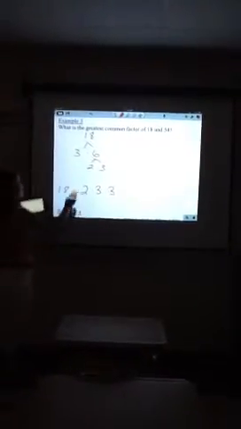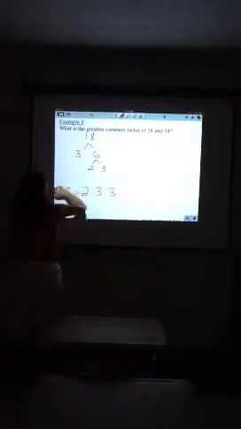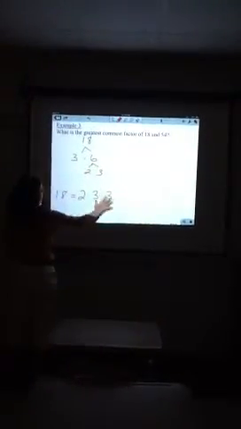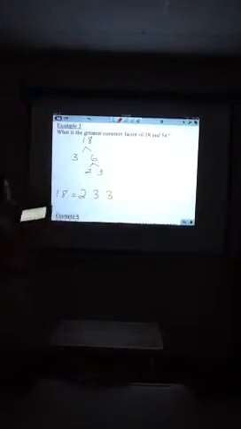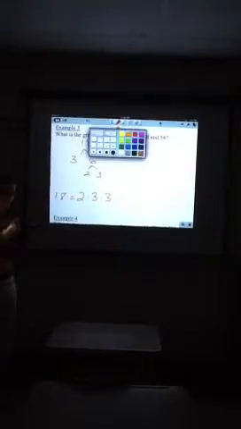Notice the numbers that I'm using are the numbers that are at the end of the branches. So the 6 I don't write in my factors because 6 broke down into 2 times 3. So I want to use the numbers that are at the end of the branches. All right, let's do the same for 54.